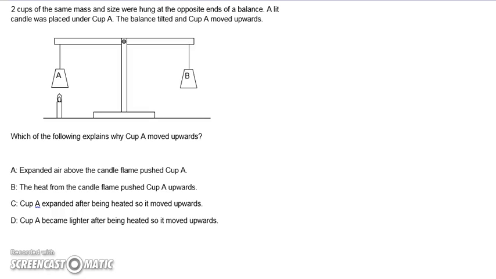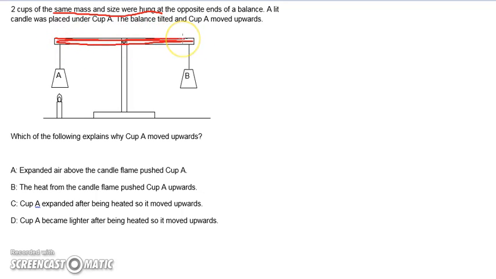Two cups of the same mass and size were hung at the opposite ends of the balance. A lit candle was placed under cup A and the balance tilted and cup A moved upwards. So at first, before the candle was placed under cup A, cup A and cup B have the same mass and the same size. So we have the same mass, alright. The balance here will be totally horizontal.